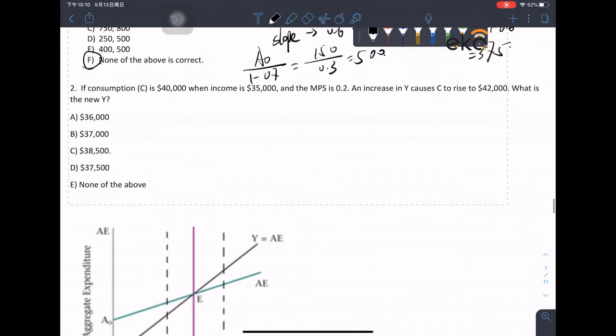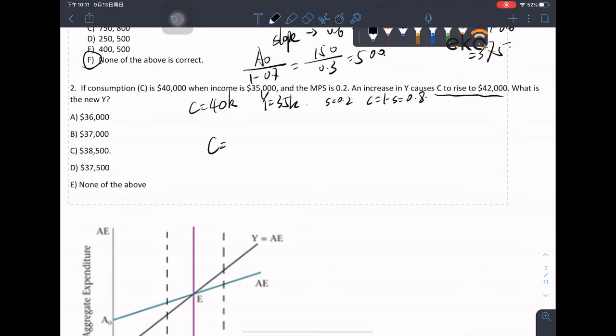Question 2. If consumption C is 40,000, or I'll write 40K, when income Y equals 35K, MPS small s is 0.2, so marginal propensity to consume is 1 minus s, which is 0.8. An increase in Y caused C to rise to this amount. What is the new Y? So let's write the equilibrium.